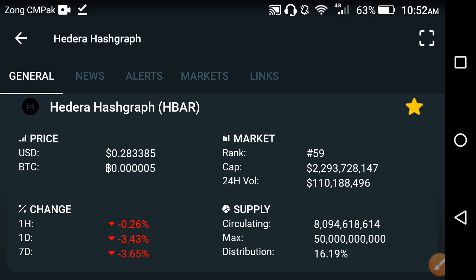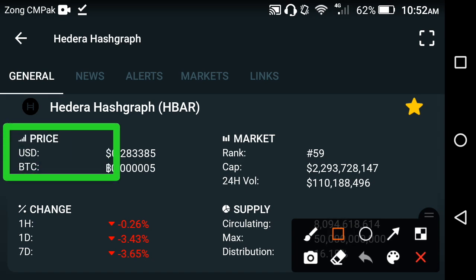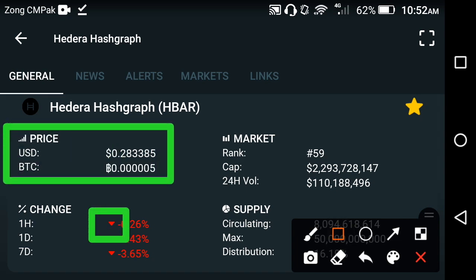Now if we talk about the current price of Hedera Hashgraph, the current price is about 0.283385 USD. And if we talk about the change, the change has gone very wrong, friends. I'm really angry to see this kind of change. I'm very sad to see this kind of change.